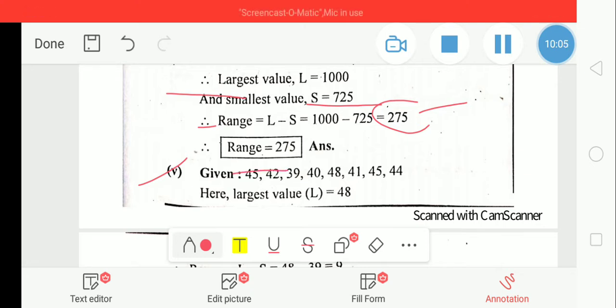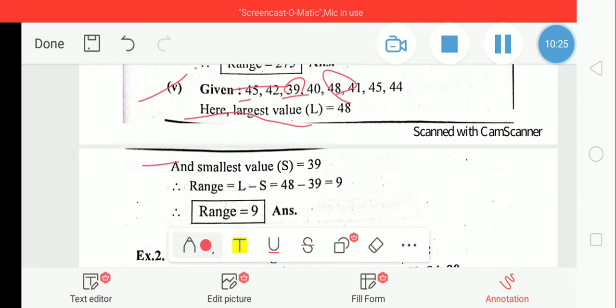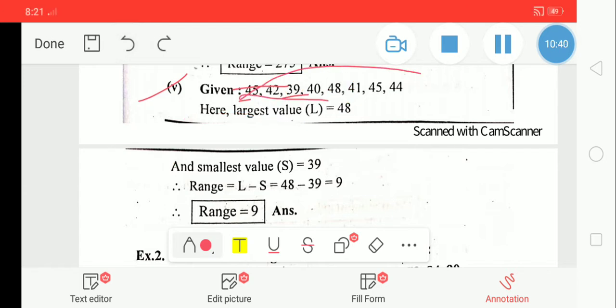Now fifth one. This is the distribution: 25, 42, 39, 40, 48, 41, 45, 44. Here 48 is the largest value and the smallest value is 25. Here the largest value L is equal to 48 and the smallest value S is equal to 39. Range is equal to L minus S, which is 48 minus 39, equal to 9. So the range of this distribution is 9.